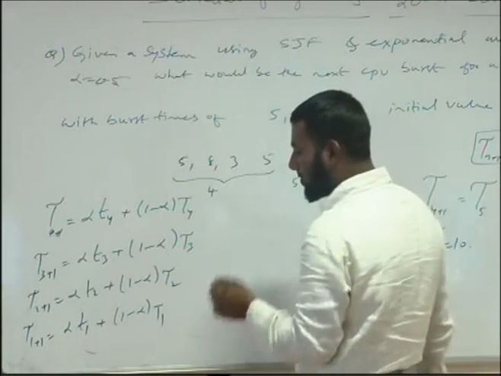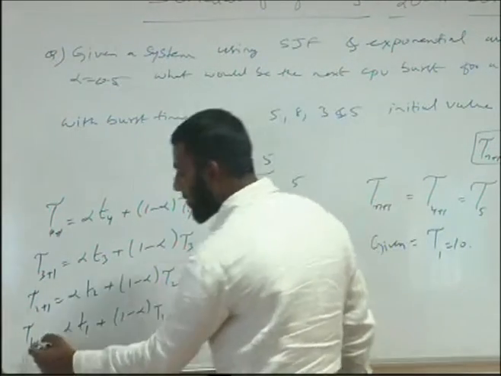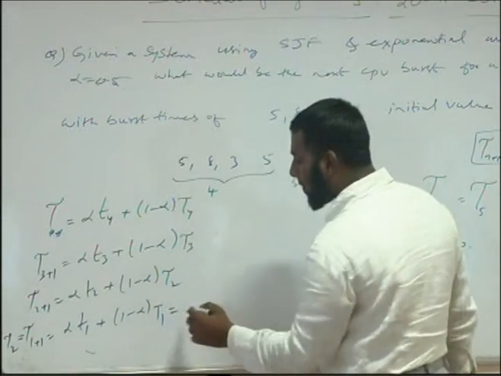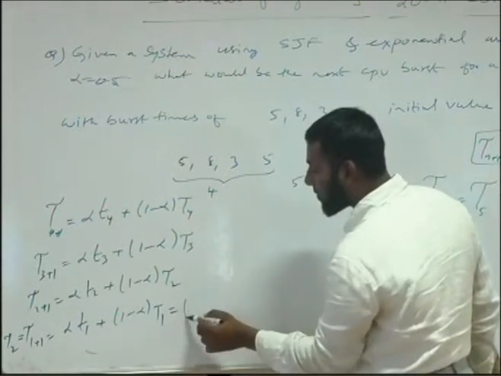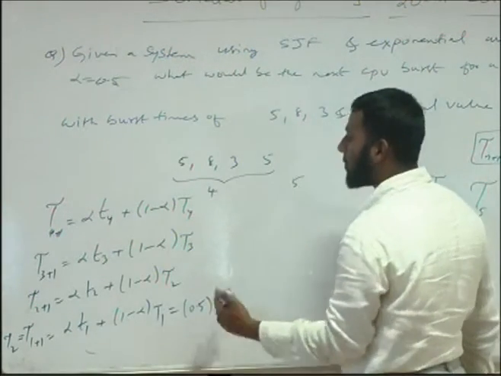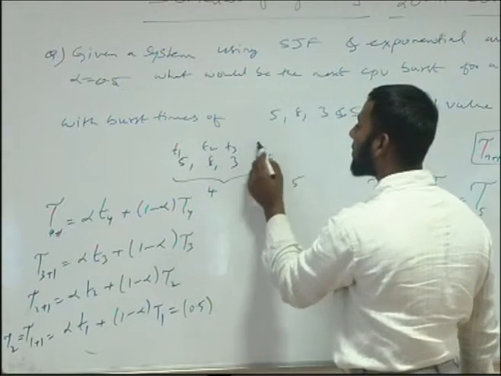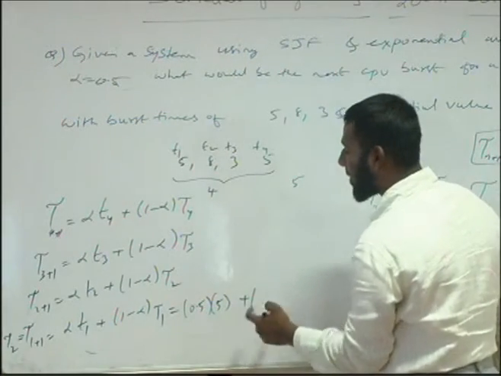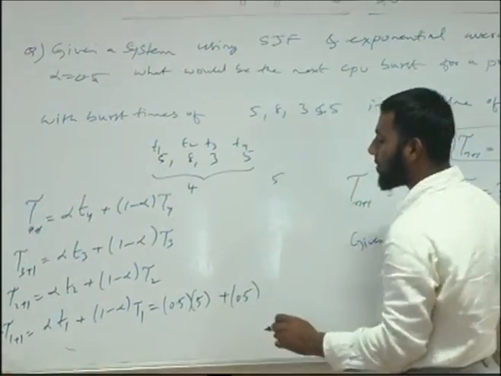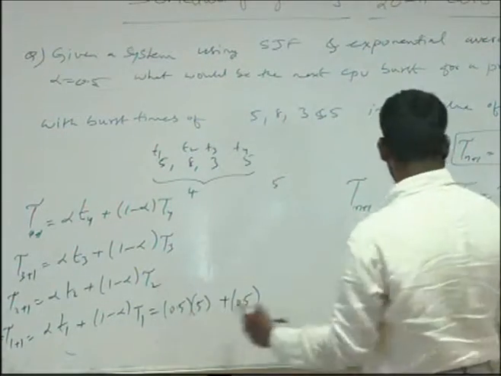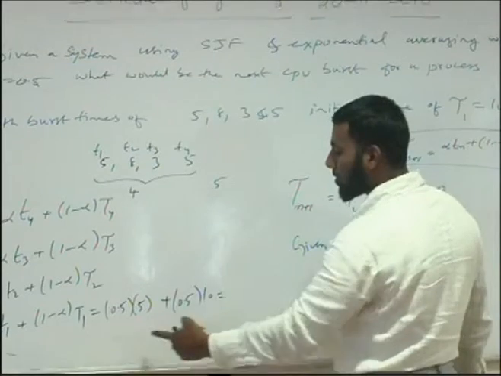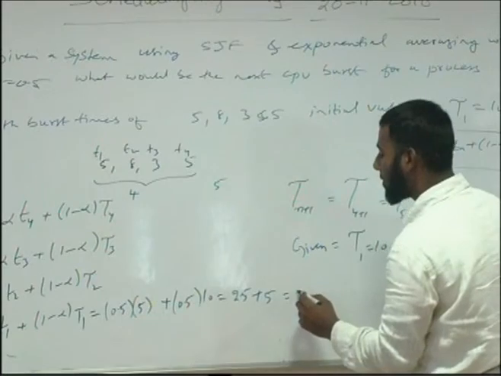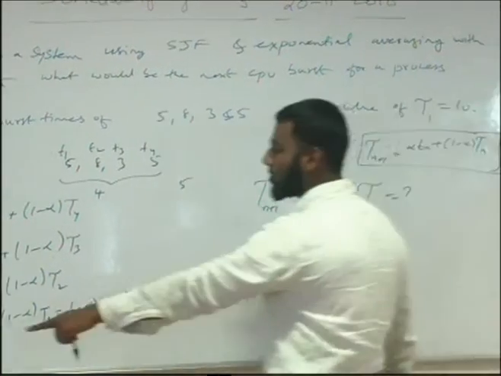So, let us find out tau of 2. This is actually tau of 2. The alpha value, how much? It is 0.5 into tau of 1. So, this is T1, T2, T3 and T4 given. T1 is 5 plus 1 minus 0.5, which is 0.5, 1 minus the alpha value is also 0.5, of T of 1. T of 1 is given as 10. So, the value becomes 2.5 plus 5, which is equivalent to 7.5. So, tau of 2 becomes 7.5.